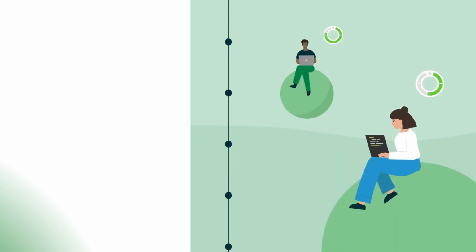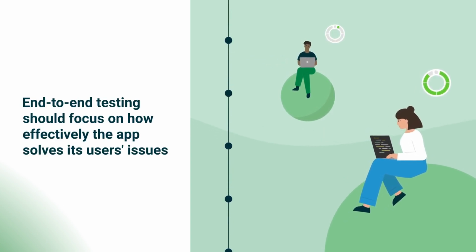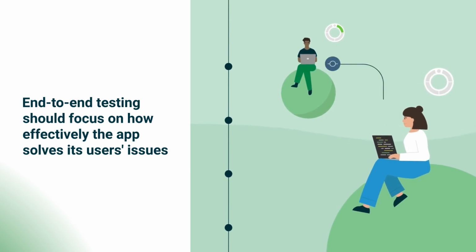Users aren't looking for features, they're looking to solve their specific problems. End-to-end testing should focus on how effectively the app solves its users' issues.